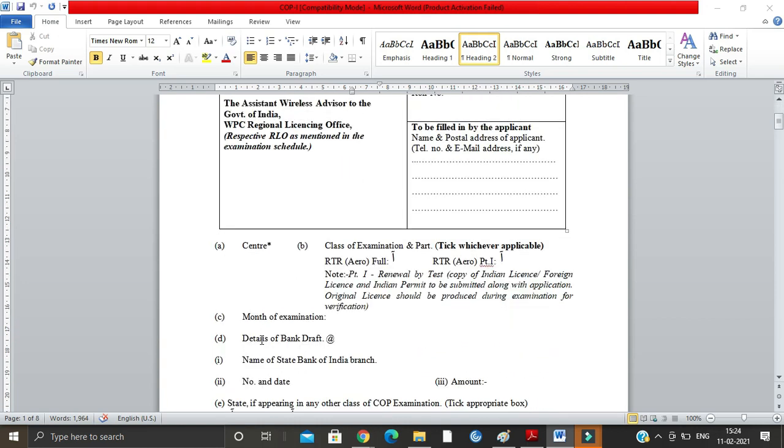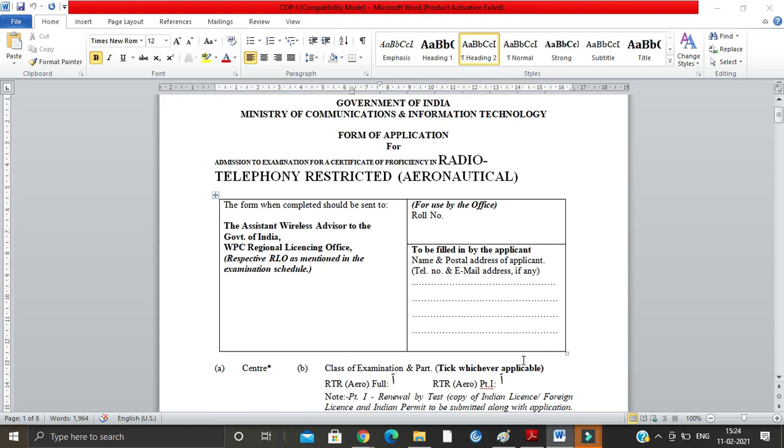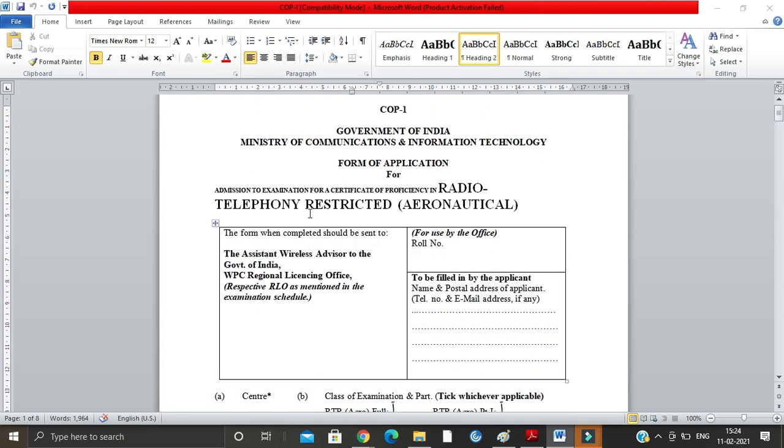So I have the form which I have opened right now. It is the COP1 form, and you can see this is the first page of the COP1 form. You can see all the things. This is the form for the admission to examination for a certificate of proficiency in RTR.